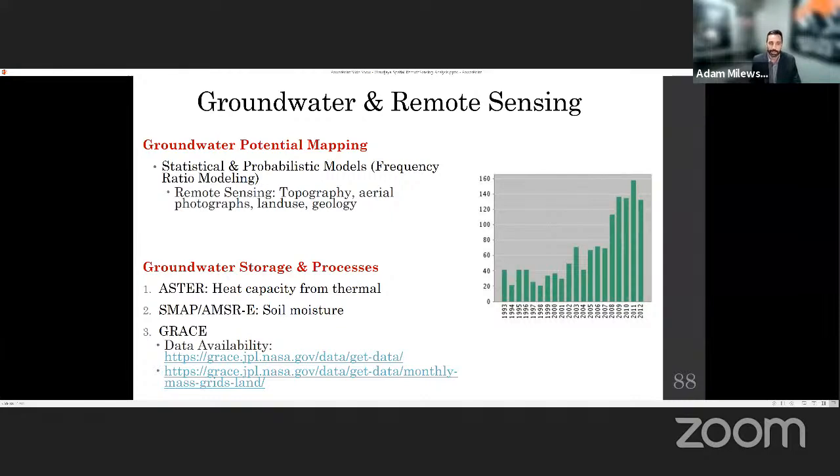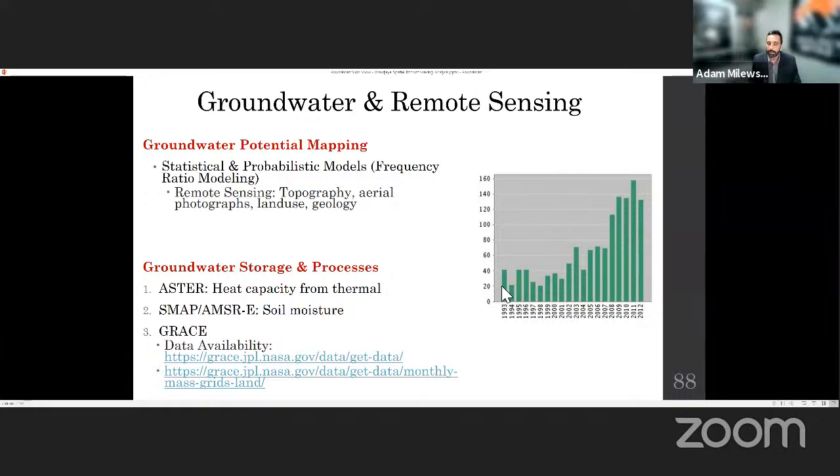So for example, we're going to get topography from a satellite. We're going to get aerial photographs from UAVs or airplanes. We're going to get land use and geology from ASTER, MODIS and Landsat. That's a big part of what's been happening. In fact, I can show you on the right, I stopped this at 2012, so pardon me for not updating this. But of course, you can imagine it's going even higher.